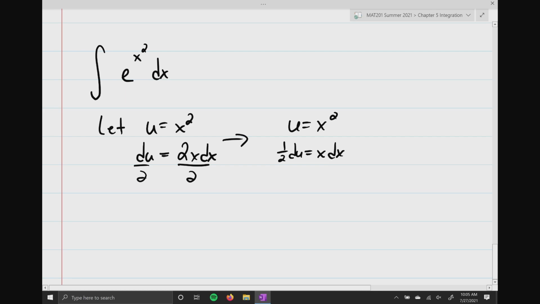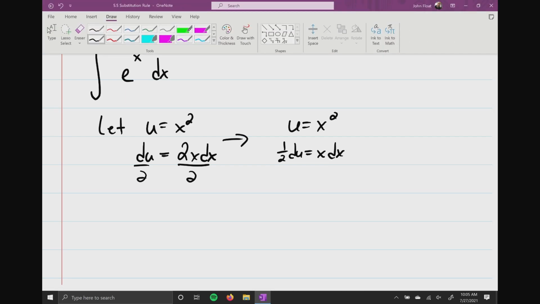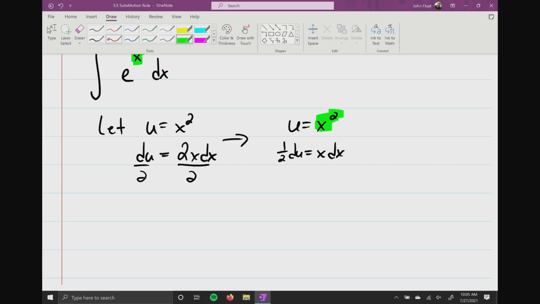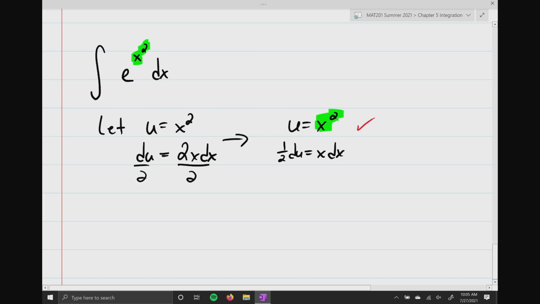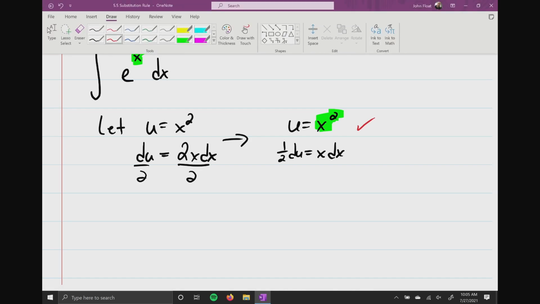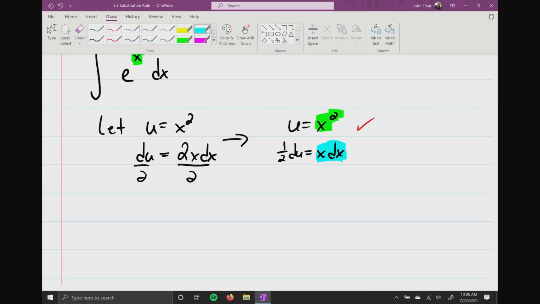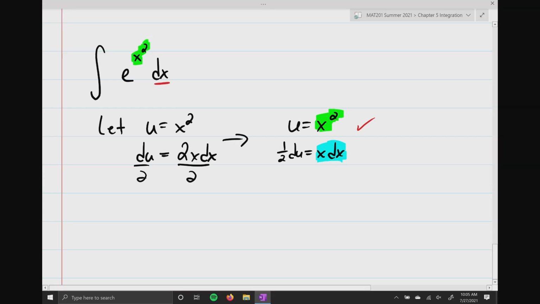Now, here's the issue. We got u squared. That's a good thing. So I could definitely put a check mark next to that. But the problem is with this du. Notice this du says x times dx. Now, if you go back to our problem, we got the dx. But there's no x here. And because there is no x, you cannot use U substitution here.